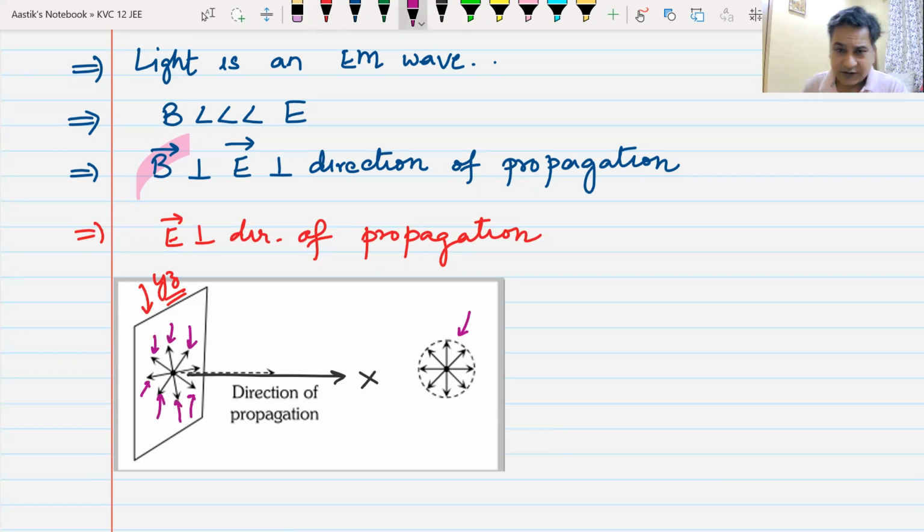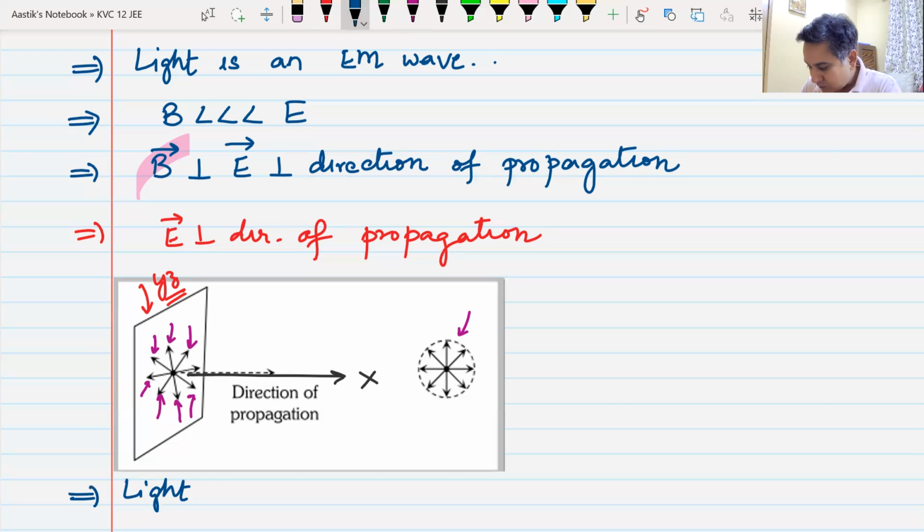If I look from the front, if this is the YZ plane, electric field may be anywhere on the YZ plane. Such type of light, which has electric field oscillations in all directions, perpendicular to the direction of propagation of light, is known as unpolarized light. What do you mean by unpolarized light? This is the unpolarized light.